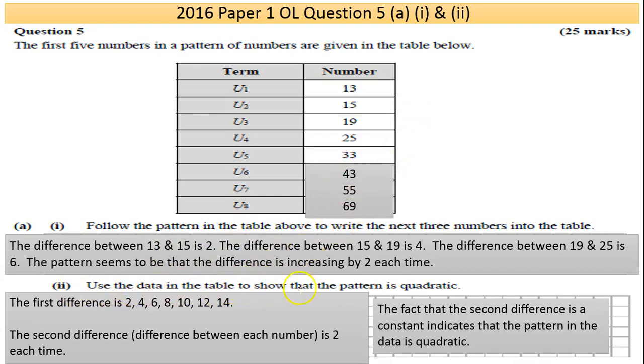And part 2: use the data in the table to show that the pattern is quadratic. Okay. So the first differences are 2, 4, 6, 8, 10, 12, 14. Now the second difference, the difference between the differences, is 2 each time, which would say that the pattern is quadratic. Now I find those questions incredibly hard to answer. It's pretty advanced knowledge, but with a quadratic, when you drop it down to the next layer, it becomes linear. When you drop it to the next layer, it becomes a constant. So that is the basic gist behind that question.